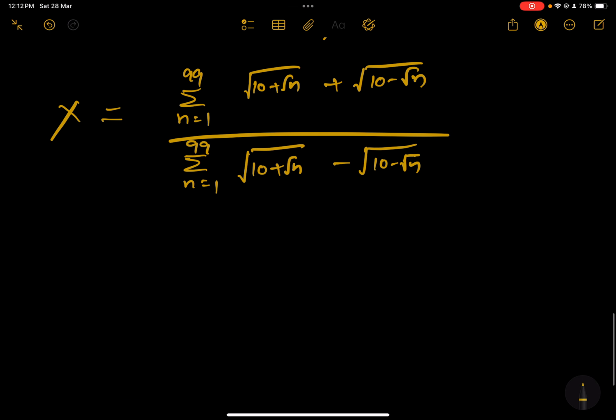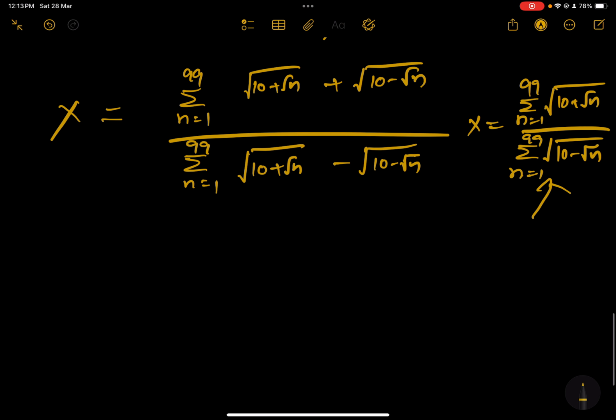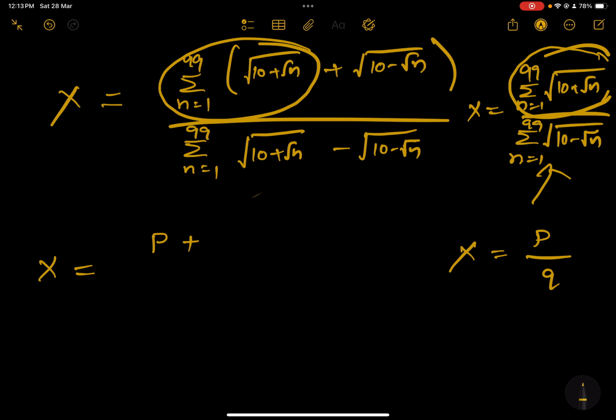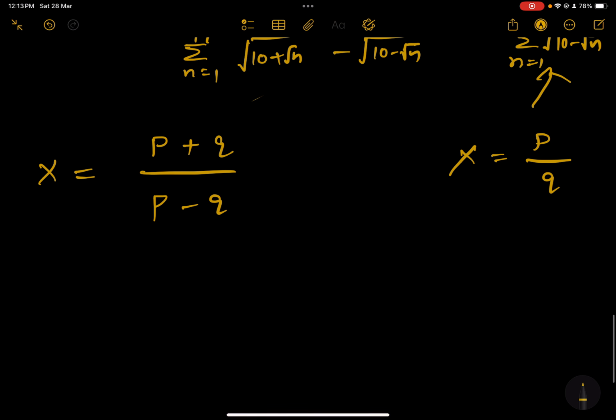Let us write them side by side. So x is also equal to sigma n equals 1 to 99 of square root of 10 plus root n upon sigma n equals 1 to 99 of square root of 10 minus root n. So this is the original question asked, and when we applied the King's rule, we got something like this. Correct? Now let us say this quantity is p and the denominator quantity is q. Now here you have x is equal to p plus q divided by p minus q. You have this thing. All right.